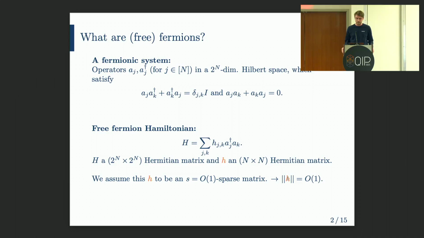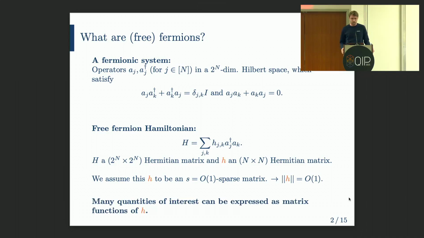But the nice thing is that the coefficients in front of these creation and annihilation operators, these small h_jk's, form a matrix that is Hermitian, and it is only N by N. So that scales with the number of modes in the system. That will be our object of interest in this work. We will assume that this small h is an order 1 sparse matrix, so the number of non-zero entries per row of this matrix will be some constant. A small technical thing that I'll use later is that this leads to the spectral norm of h being constant.